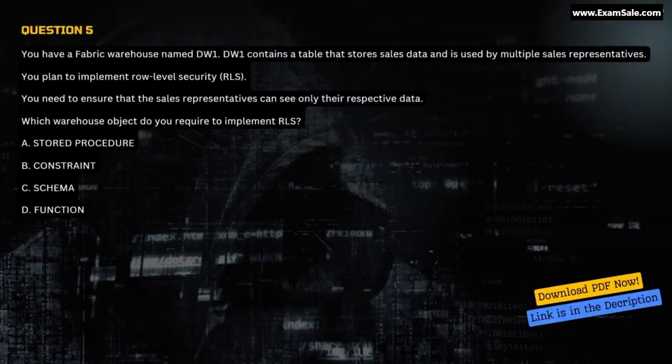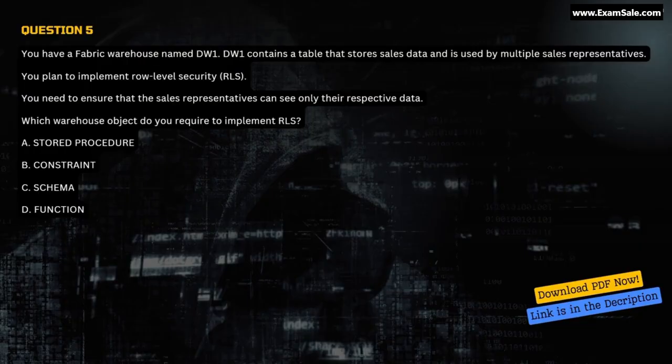Question 5. You have a Fabric warehouse named DW1. DW1 contains a table that stores sales data and is used by multiple sales representatives. You plan to implement row-level security (RLS). You need to ensure that the sales representatives can see only their respective data. Which warehouse object do you require to implement RLS?